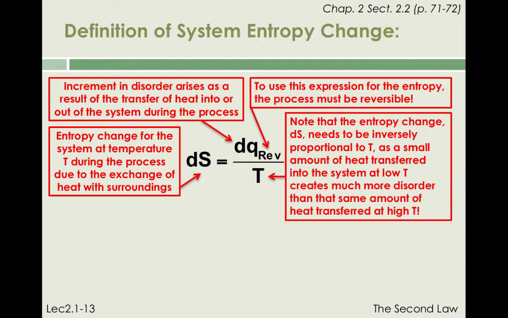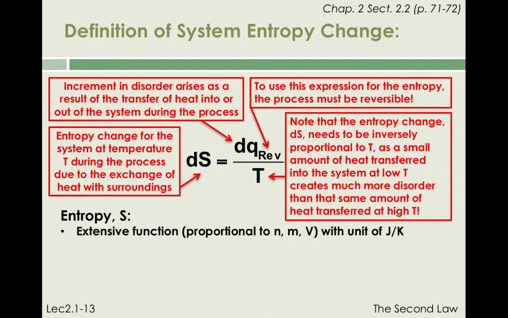If you transfer heat into a system that is already very disordered, you should not see a large change in disorder. If, on the other hand, you transfer heat into a system that is very ordered, you will significantly increase the level of disorder in that system. Looking at the definition of the entropy S, we expect the entropy to be an extensive function with units of joule per Kelvin. As for all extensive properties, we can define a molar property, here called the molar entropy, with units of joule per Kelvin per mole.